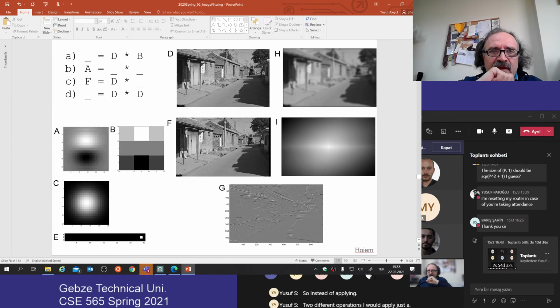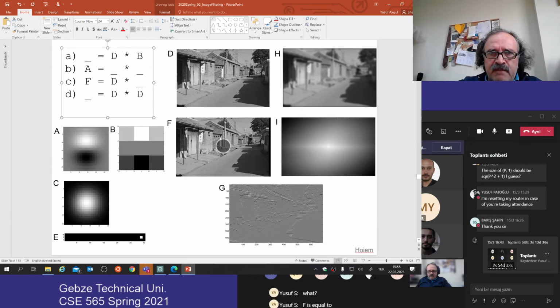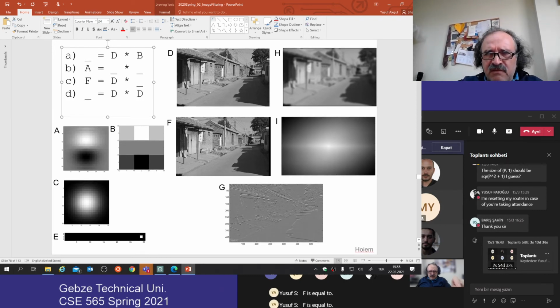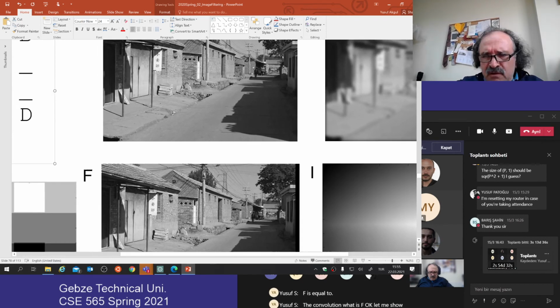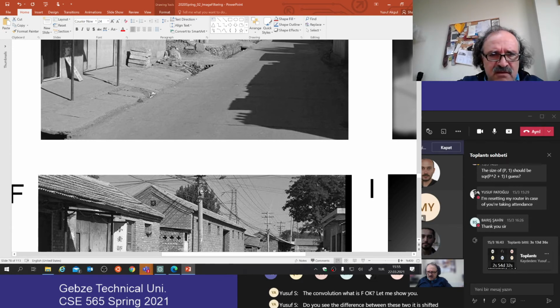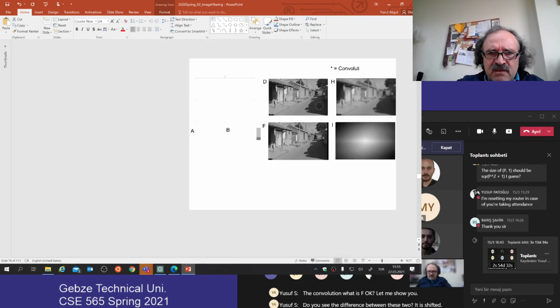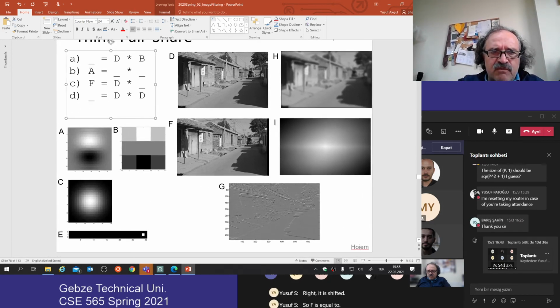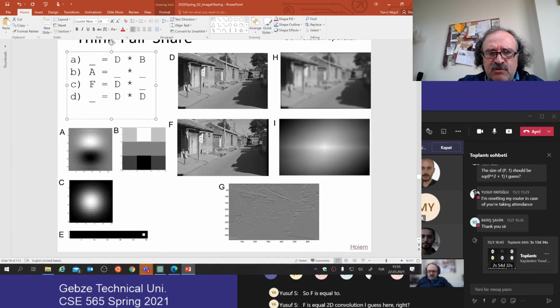So instead of applying two different operations, I would apply just A. Okay, good. How about this one? F is equal to D convolved with what? What is F? Okay, let me show you. Do you see the difference between these two? It is shifted. So F is equal to D convolved with, I guess, E, right? So it is shifted to the left.